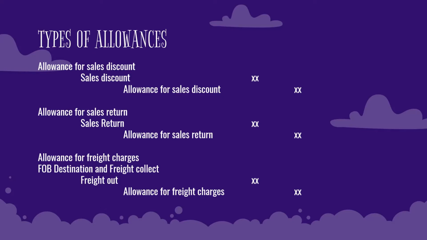Next, we have allowance for freight charges. Remember, FOB destination, the freight is shouldered by the seller. And when it's freight collect, it means it was paid by the customer. So therefore, we have to do an entry to get the net realizable value. It's a debit to freight out and a credit to allowance for freight charges.